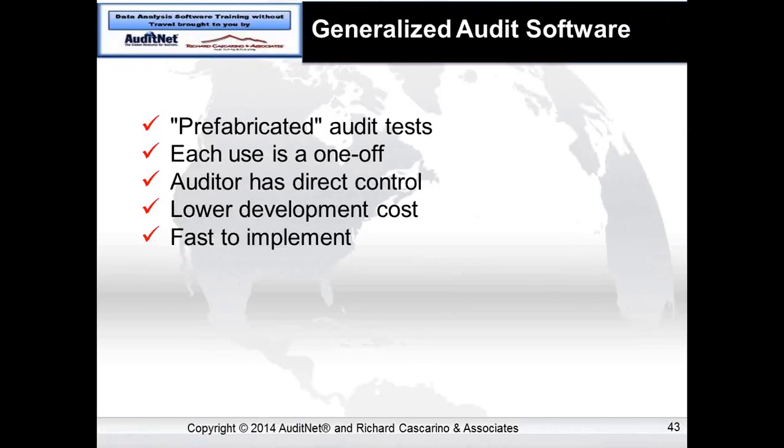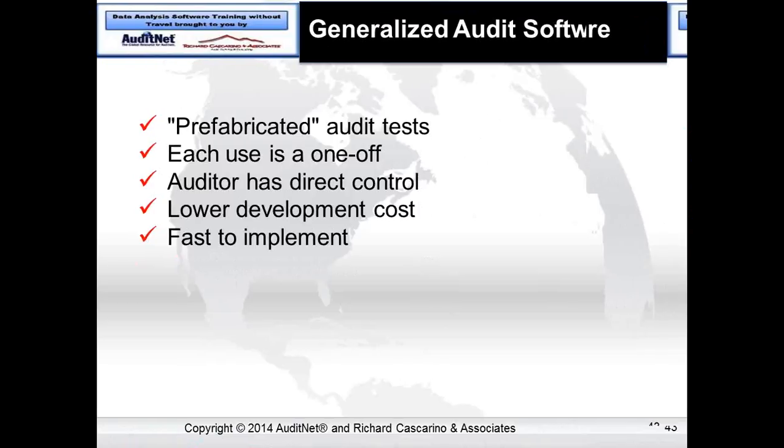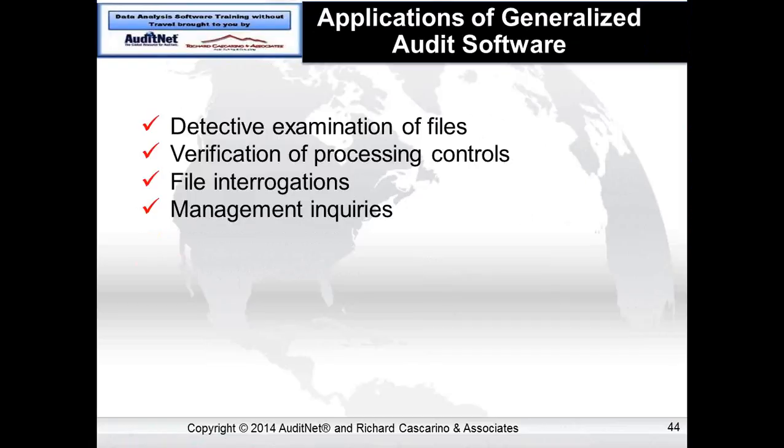Generalized audit software, on the other hand, has prefabricated tests, so each use is a one-off. Use once, throw away, because it takes you seconds to do it. You have direct control over it, and you do not have to be a computer expert to write these programs. That means the development cost is much lower, because you are a very expensive resource. It's fast to develop, it's fast to implement. We can use them for detective examination of files to find out how many, who's doing what, when, how did they do it. We can verify processing controls.